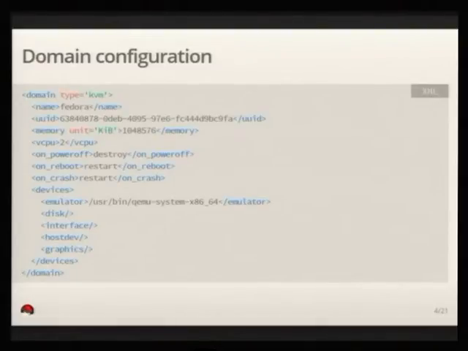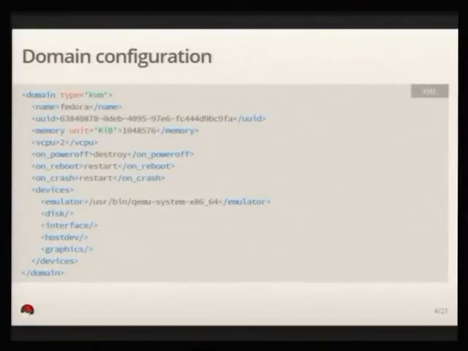The domain configuration is basically an XML document. Yet again, we had only two options back then when we started the project. It was either XML or JSON. And because the guy who started the project also stands behind libxml2 and is a part of the W3C XML core working group or something, I think the choice we made was pretty obvious.